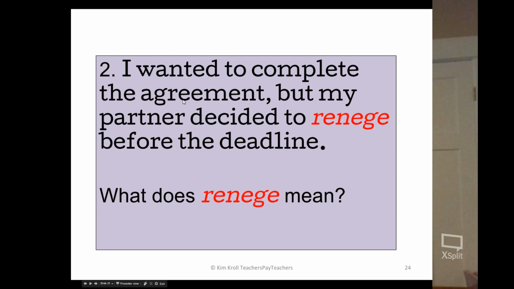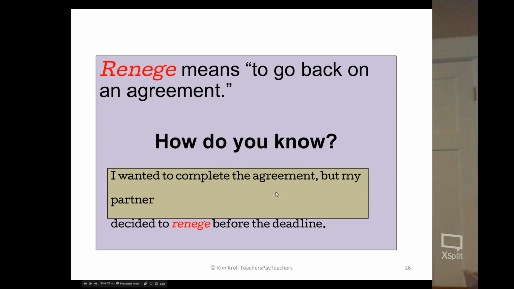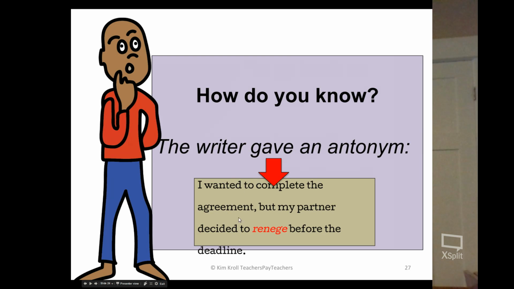Okay, here's another one. I wanted to complete the agreement, but my partner decided to renege before the deadline. What could renege mean? Renege means to go back on an agreement. How do you know? I wanted to complete the agreement, but my partner decided to renege before the deadline. Okay? We have an antonym. So he gave us an antonym right there. This person wanted to complete it, but the partner did not.